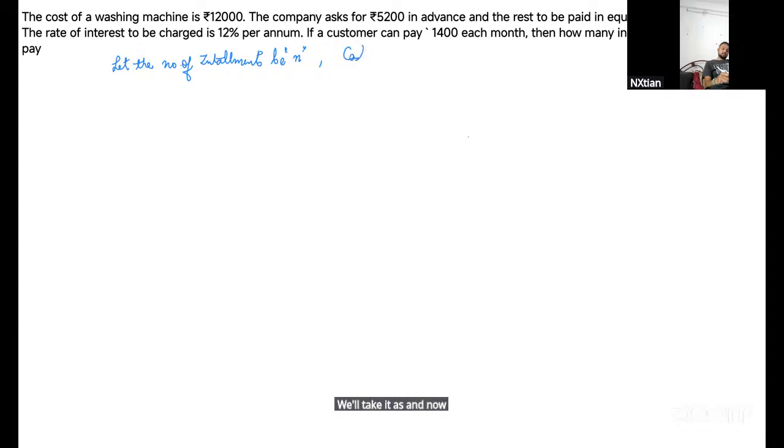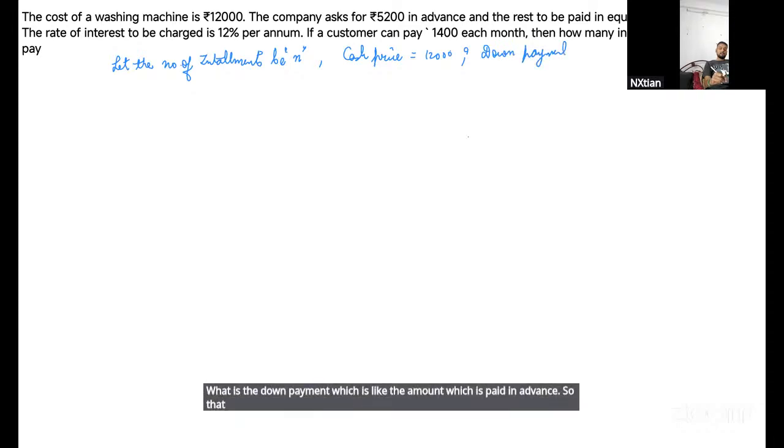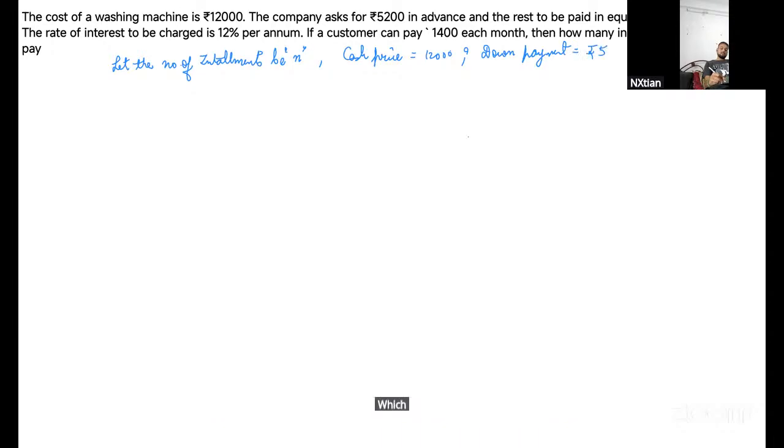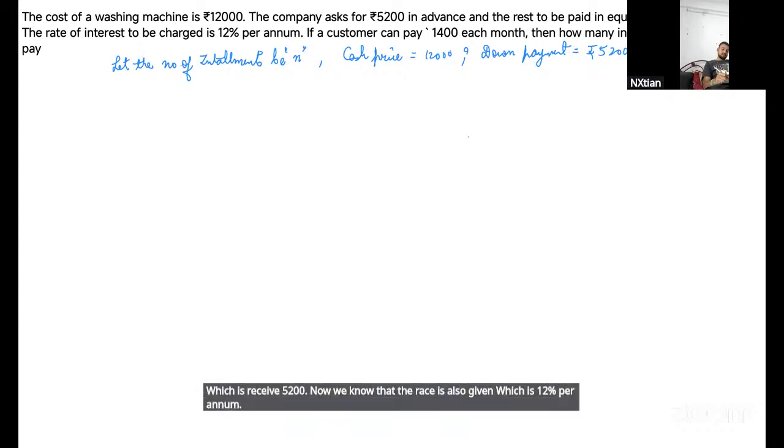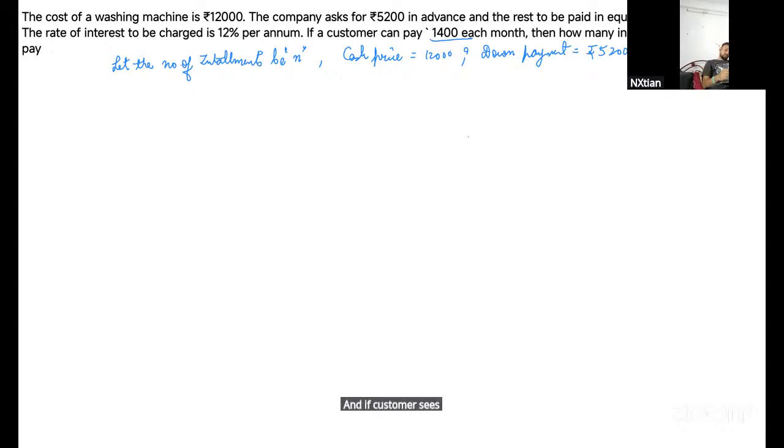Now, what is the cash price? Cash price is the same, 12,000. What is the down payment, which is the amount paid in advance? That is called the down payment, which is rupees 5,200. Now we know that the rate is also given, which is 12% per annum. And if the customer says he can pay 1,400, then rupees 1,400 is the installment amount.